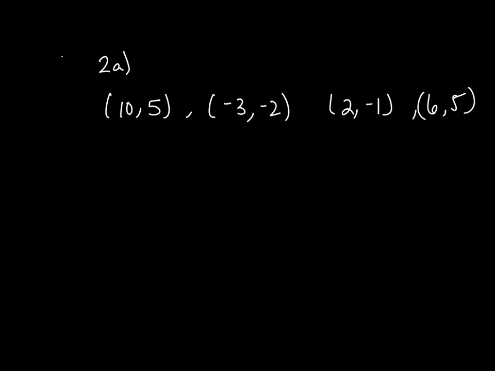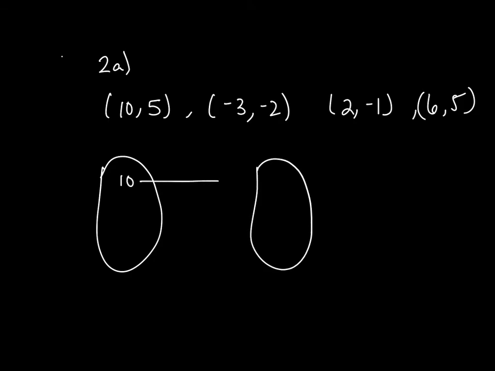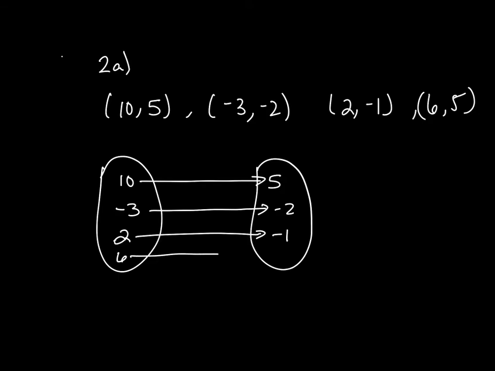Some of you might just go ahead and do them out, but that's fine. So 10 goes to 5. -3 goes to -2. 2 goes to -1. And the last one, 6, goes to 5. So this is a function.